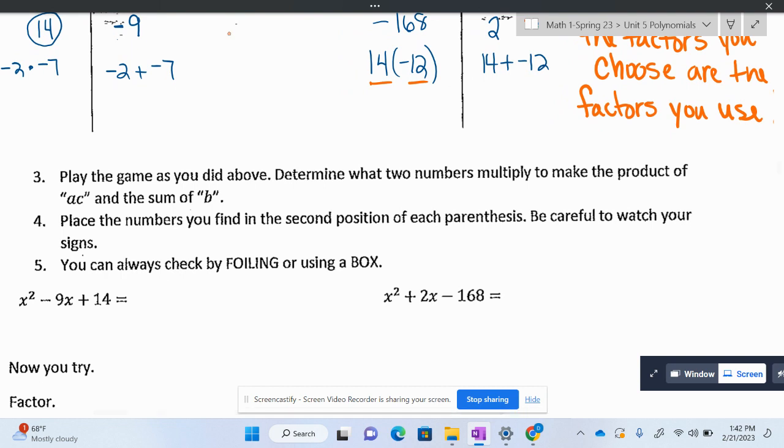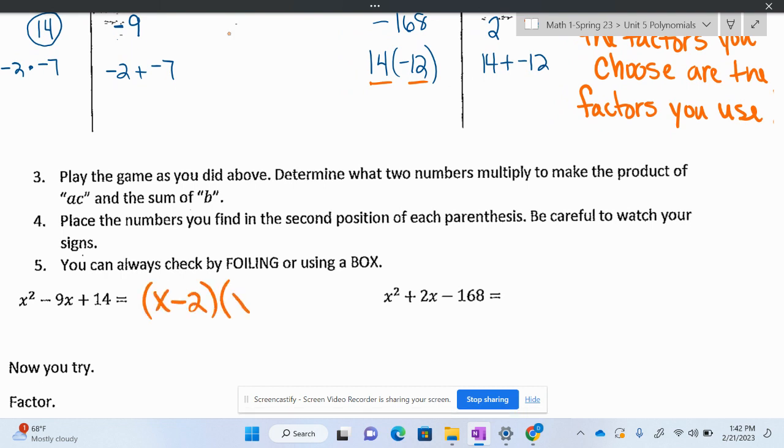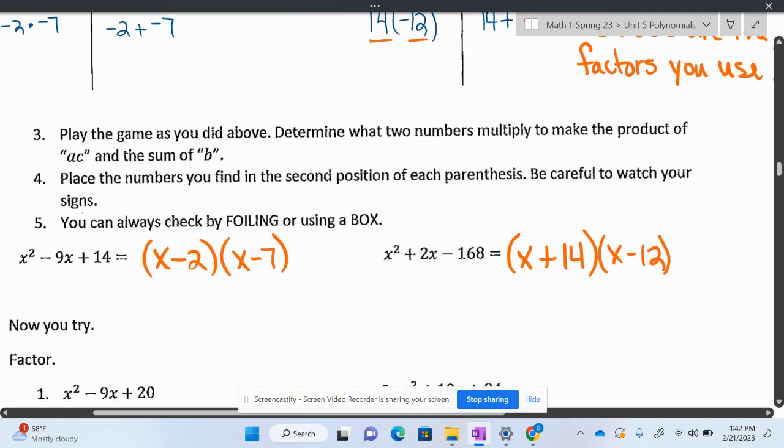So we said this was x minus 2 times x minus 7. And this one was x plus 14 times x minus 12. Does everyone have the factors you choose or the factors you use written down? Okay. All right. Here we go.